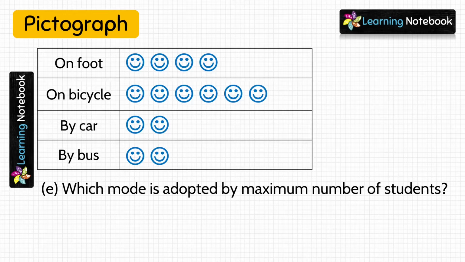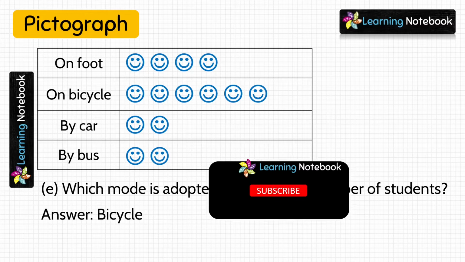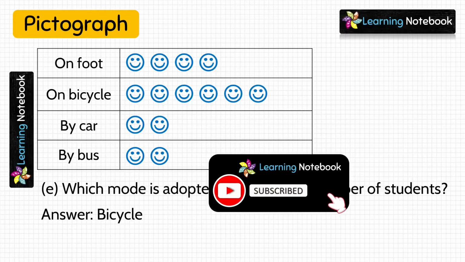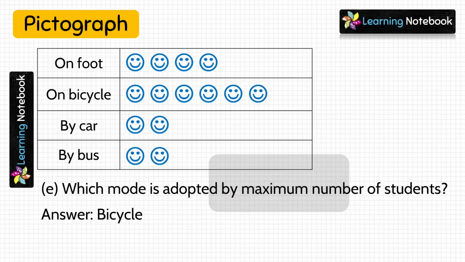And the last question is, which mode is adopted by maximum number of students? Since in the pictograph we can see that bicycle has maximum number of smileys, so it means bicycle is the mode which is adopted by maximum number of students. So now I'm sure you have understood how to represent the data using pictograph as well as how to interpret pictograph.